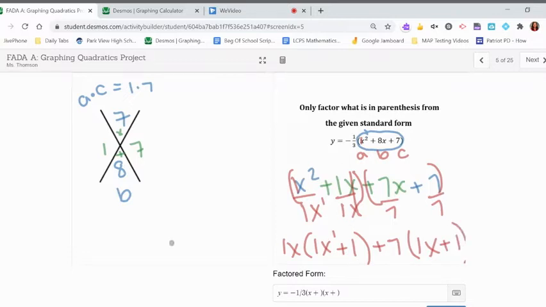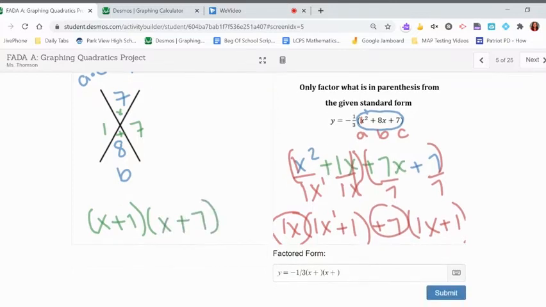Okay, so now my final answer, I'm going to take these two, 1x plus 1. You can just write x plus 1. And my GCF of 1x plus 7 is plus 7. Okay, and I'm going to write that into my factored form. Negative 1/3 just kind of hangs out, x plus 1 and x plus 7. It doesn't matter the order. If you put the 1 here first and the 7 second, it doesn't matter.